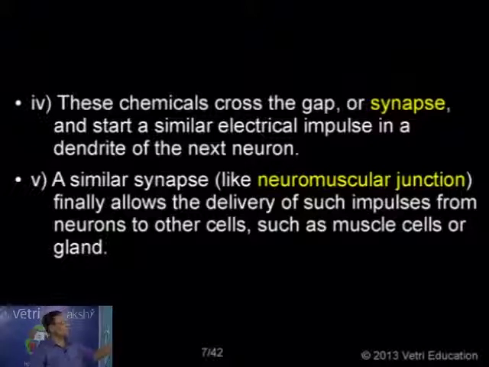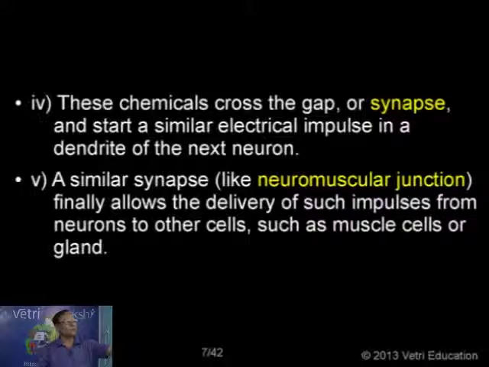I repeat once again here. These chemicals cross the gap, or synapse, and start a similar electrical impulse in a dendrite of the next neuron. That is called the postsynaptic neuron. Then a similar synapse, as I mentioned at the neuromuscular junction, finally allows the delivery of such impulses from the neurons to other organs. Here the organs may be a gland or a muscle to do the action.